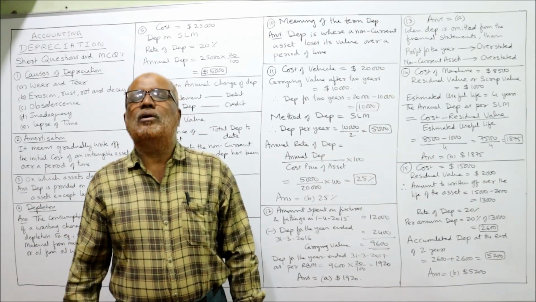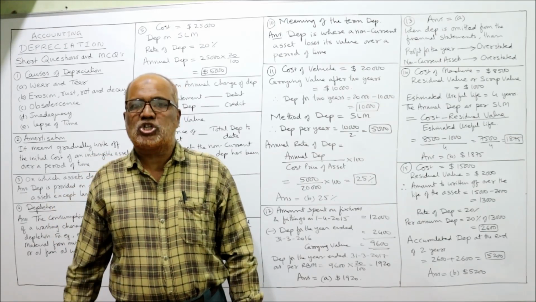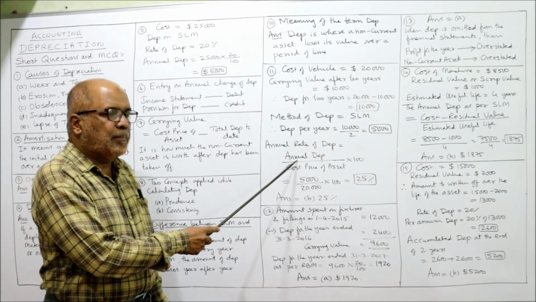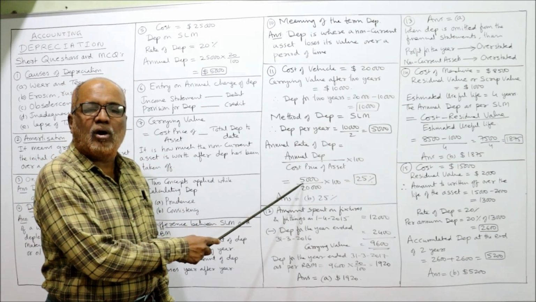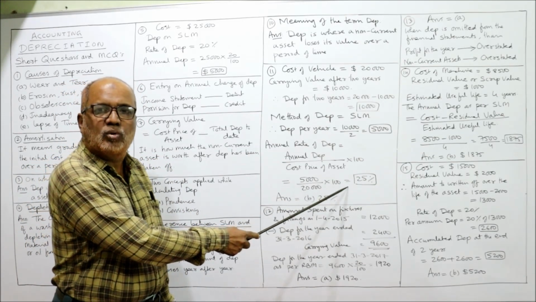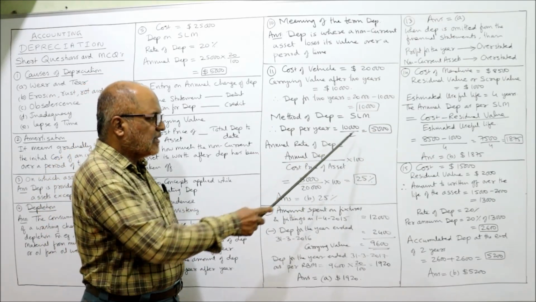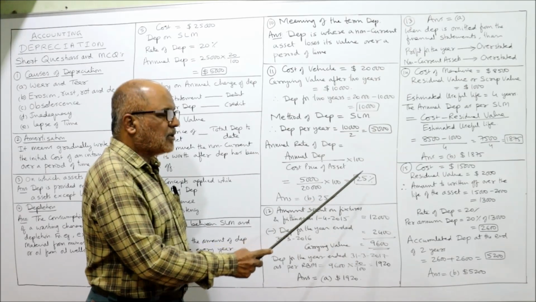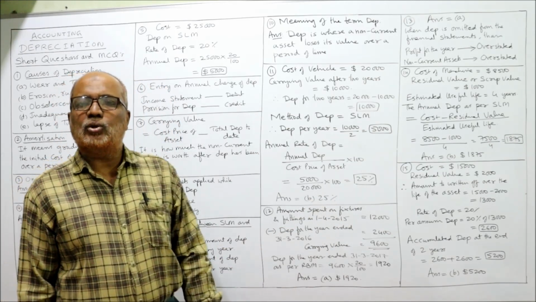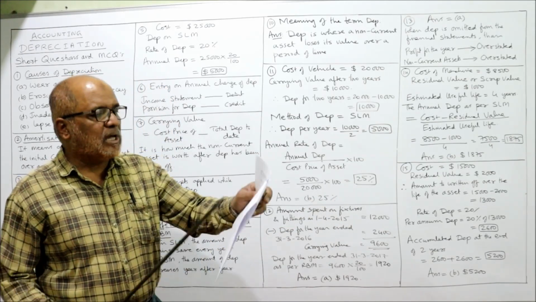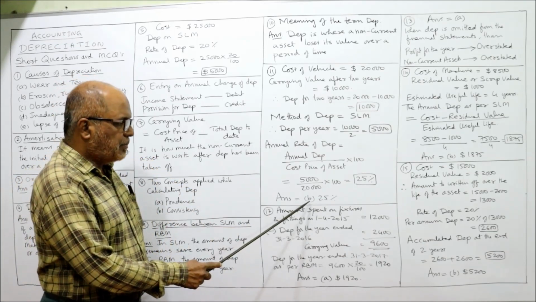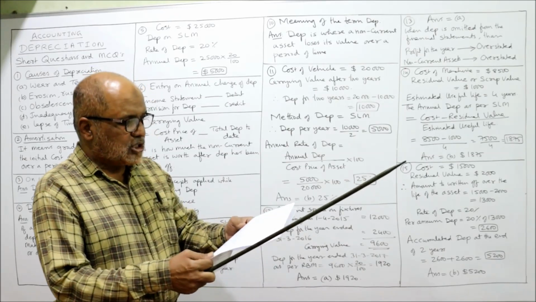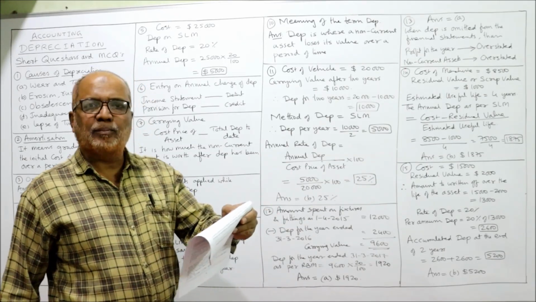Now it is asking what is the rate of depreciation. For the rate of depreciation, we have the formula: annual depreciation divided by cost price of the asset into 100. Annual depreciation 5,000, cost price of the asset 20,000, into 100. You will get 25%. So 25% is the rate of depreciation. So the answer is B, 25%. That's it. 11th completed. 12th. 12th problem.